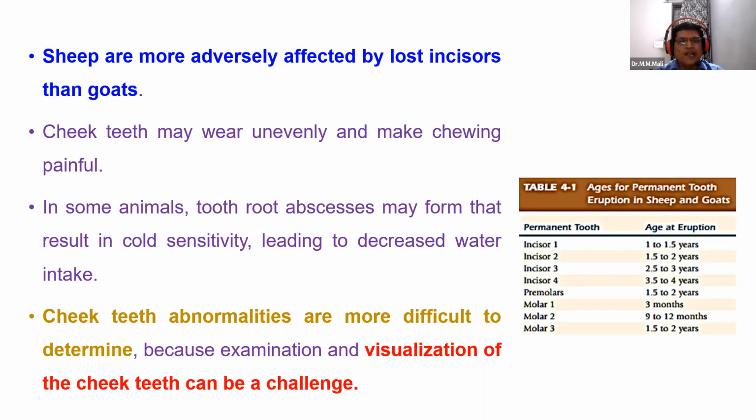Though sheep are more adversely affected by lost incisors than goats, the cheek teeth may wear unevenly and make chewing painful, and that may ultimately lead to inappetence or indigestion. In some animals, tooth root abscesses may be there, and they may result in cold sensitivity, leading to decreased water intake. The cheek teeth abnormalities are more difficult to determine because examination and visualization of the cheek teeth can be a challenge in case of sheep and goat. So, we have to diagnose the condition of improper mastication or indigestion due to tooth problems in sheep and goat.